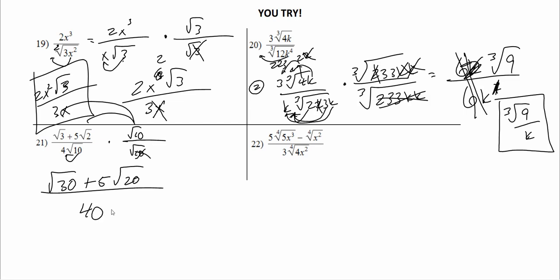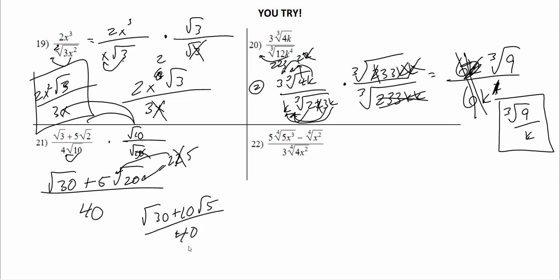Some of you might be like, all right, I'm good, I'm done, right? Well, I'm not. This 20 is actually 2 times 2 times 5. So a 2 gets pulled and another 2 gets crossed off. So this technically becomes root 30 plus 10 root 5 over 40.